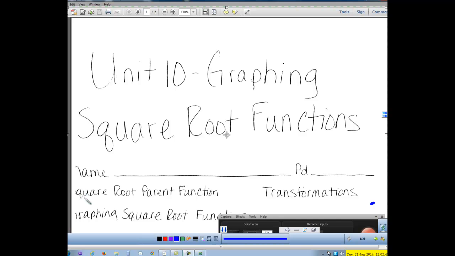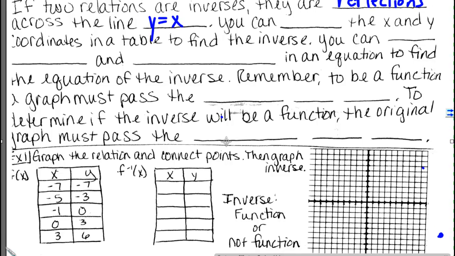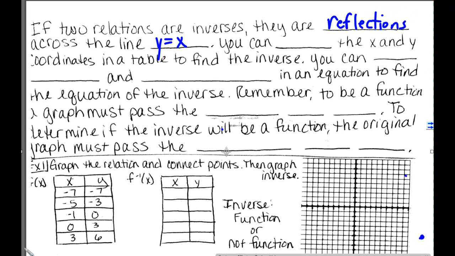We continue Unit 10, Graphing Square Root Functions, with Flap 3 in our foldable. If two relations are inverses, they are reflections across the line y equals x. To find the inverse in a table, you just switch the x and y coordinates. To find the inverse of an equation, you switch the x and y and solve for y.